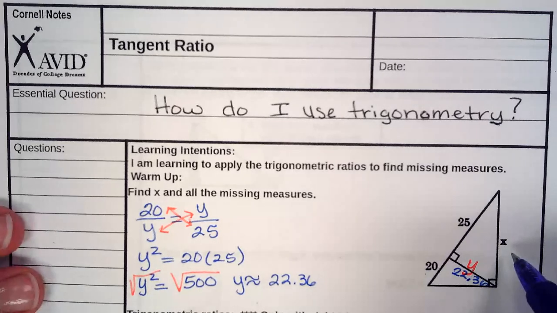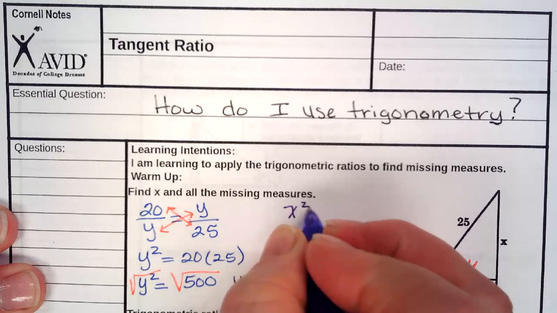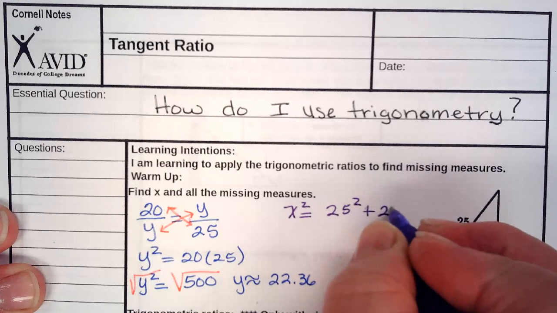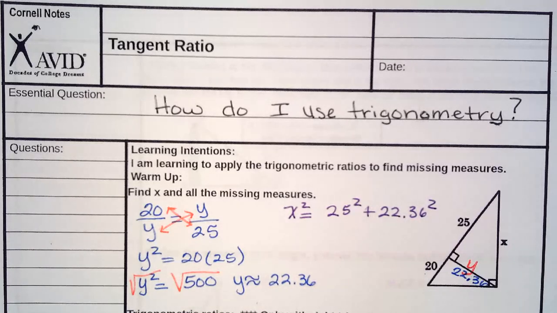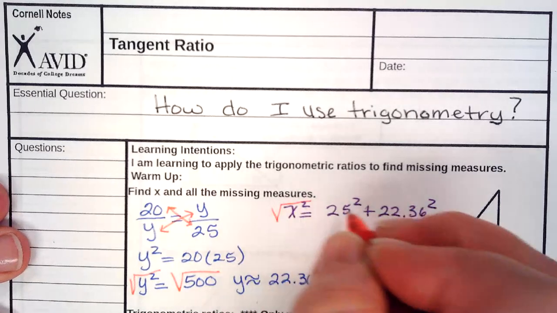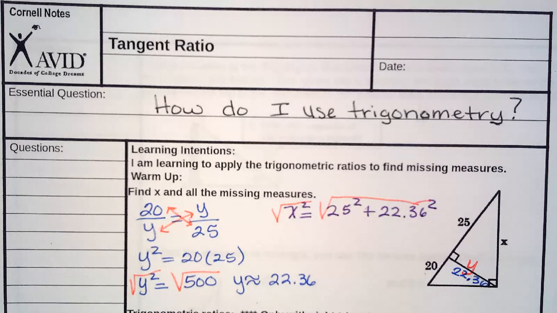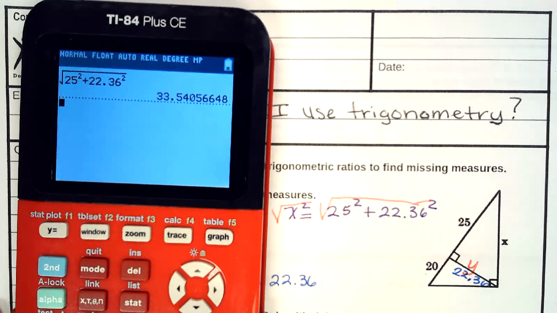So, to find x, we know that these are our two legs. So, x squared is equal to 25 squared plus 22.36 squared. The opposite of squaring? Square rooting. And we're going to put it into the calculator all at once. The square root of 25 squared plus 22.36 squared, and I end up with about 33.54.